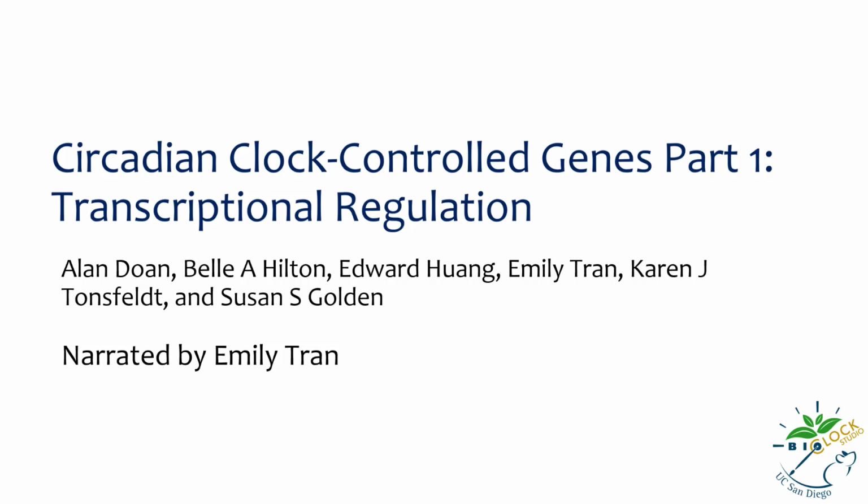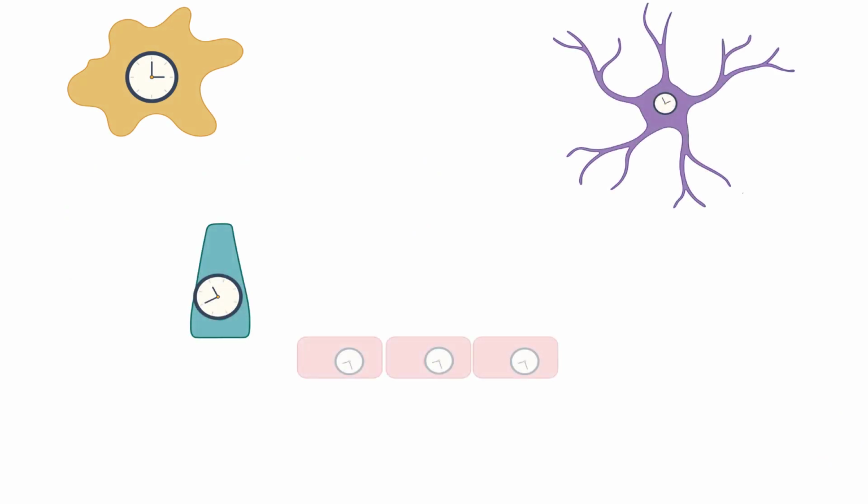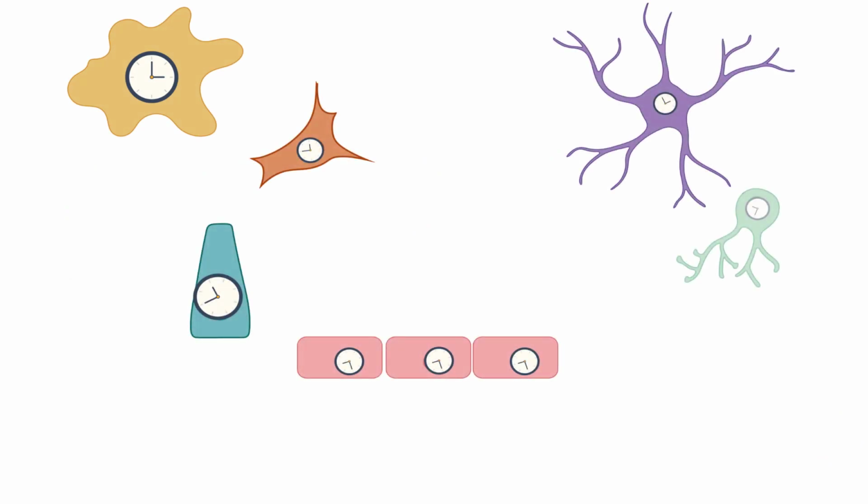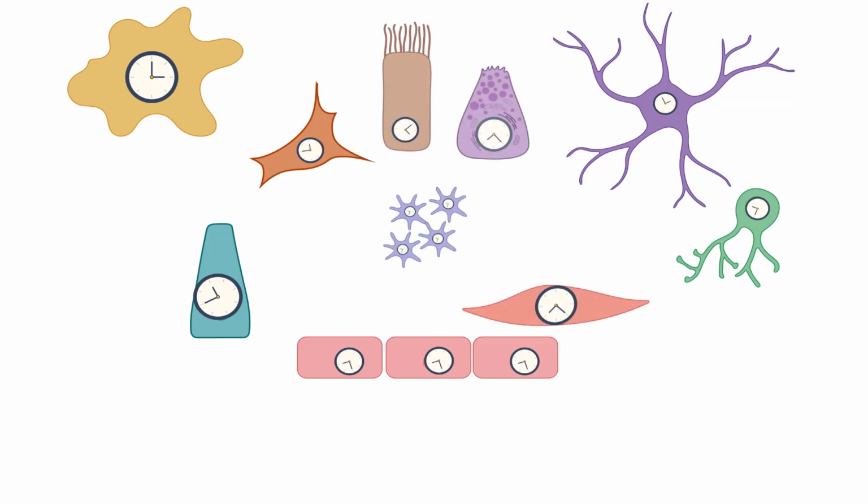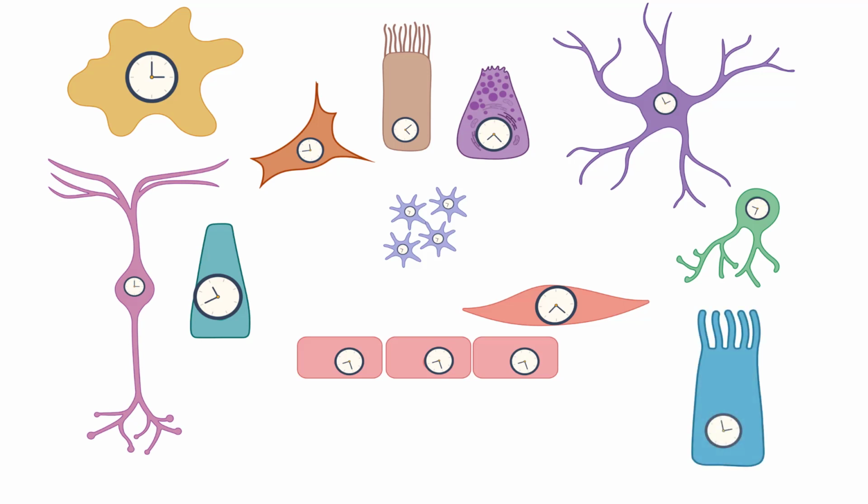The circadian clock in mammals keeps time with a 24-hour rhythm in nearly every cell in the body. This molecular clock drives the expression of genes to peak at specific times of the day. In part 1 of this video tutorial, we will explain how the circadian clock controls gene expression and give an example of a gene that is clock controlled and affected by circadian disruption.